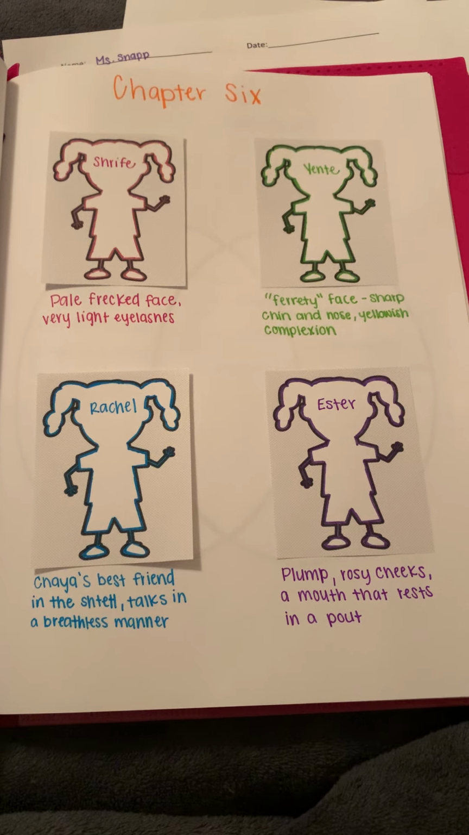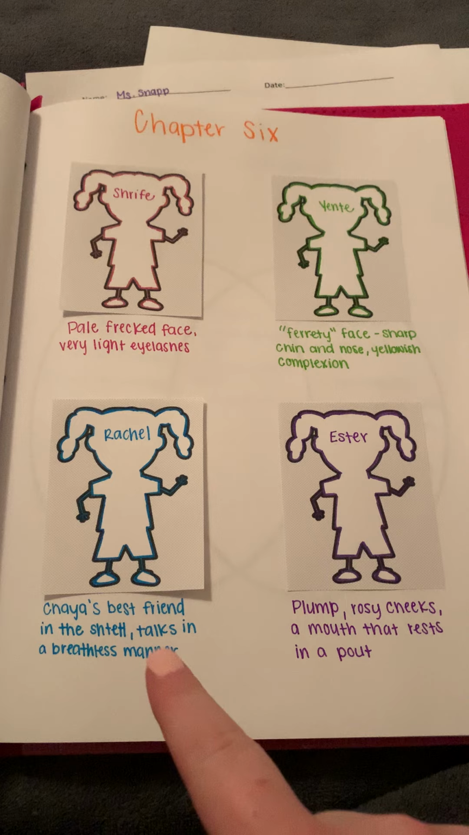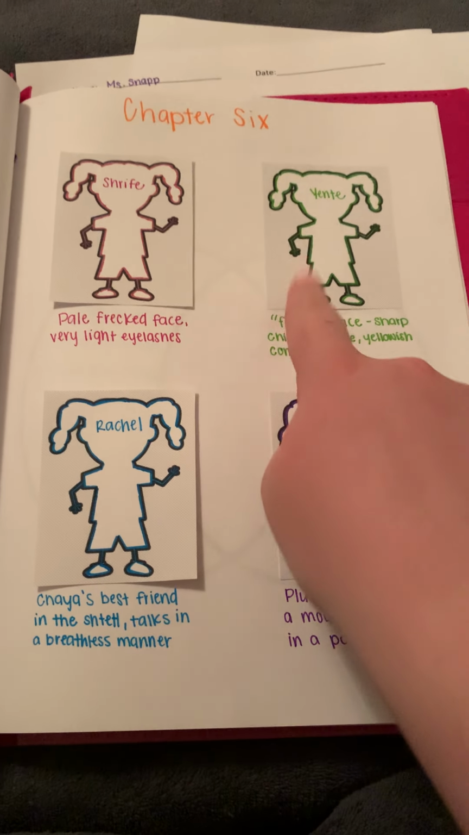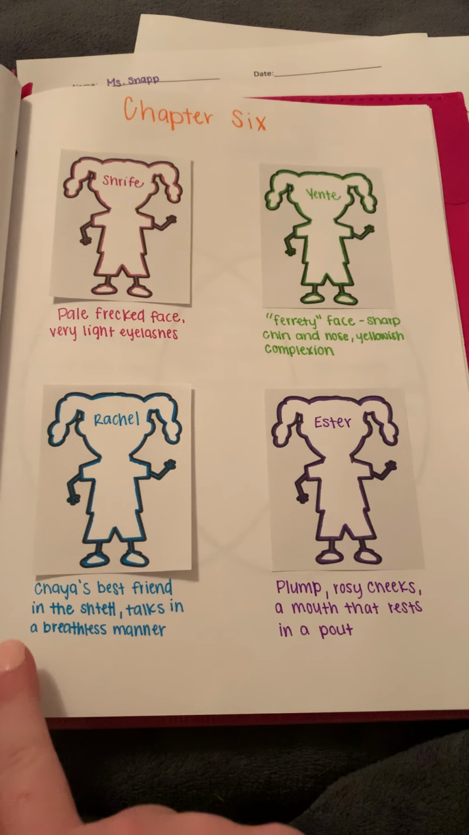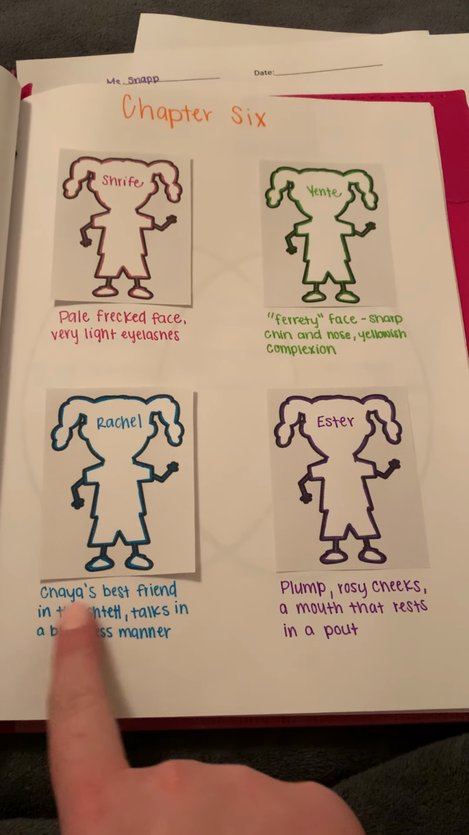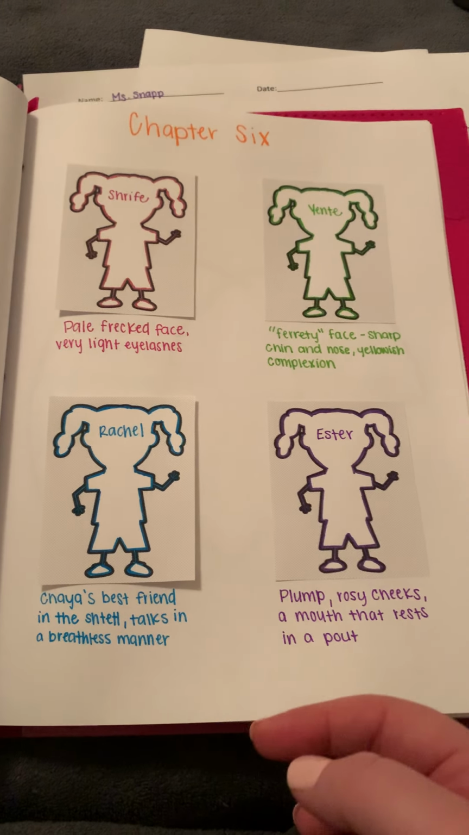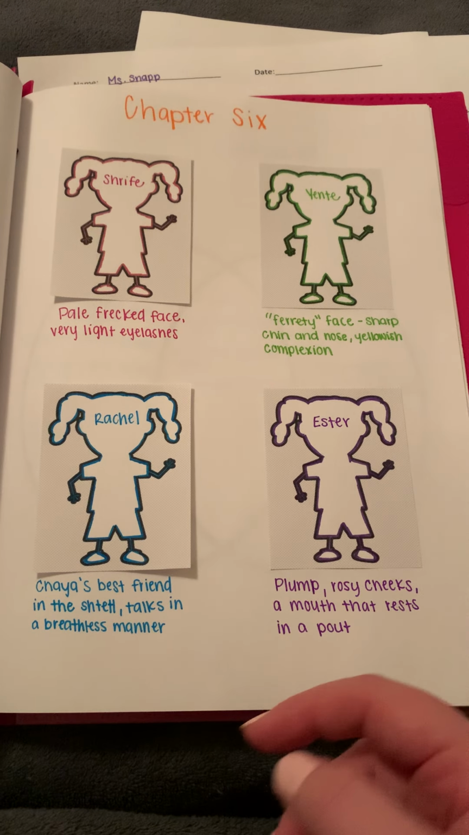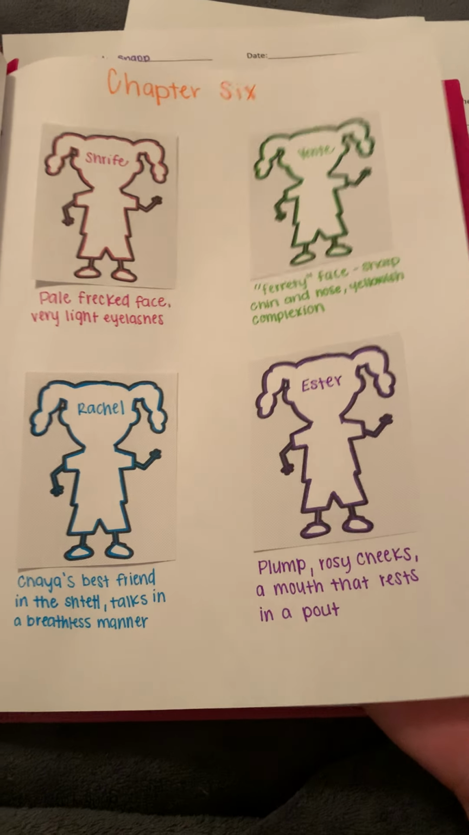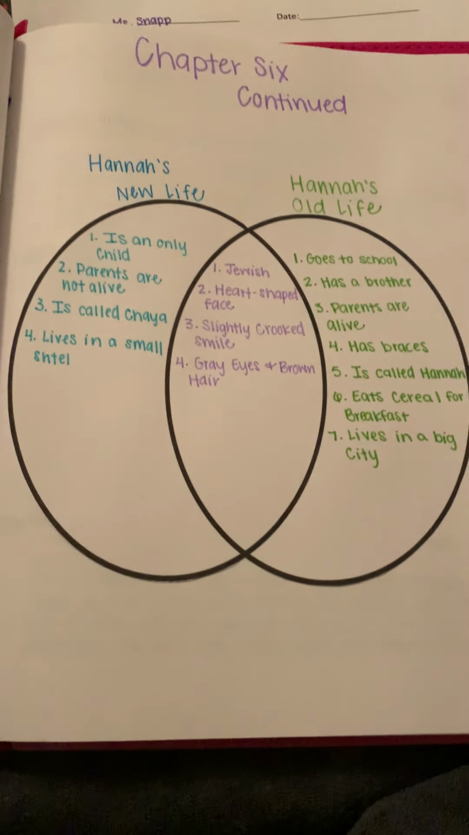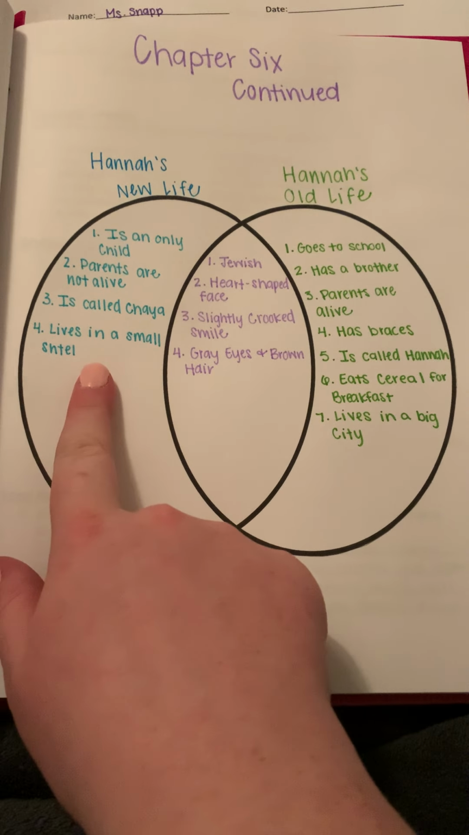Chapter 6 is students will have these 4 characters. These are Hannah's friends. And just how the book describes them, that's just what they're writing down on each of those. Just another little way to keep some characters separate so they know who's who. Then we have chapter 6 continued. We have a Venn diagram of Hannah's new life and her old life.